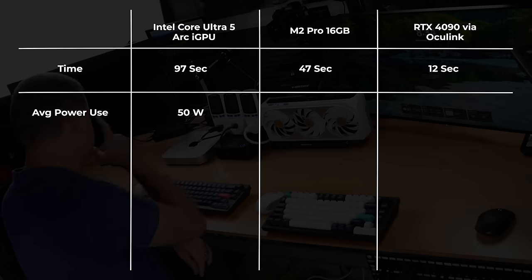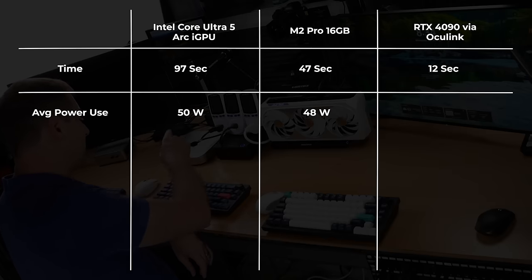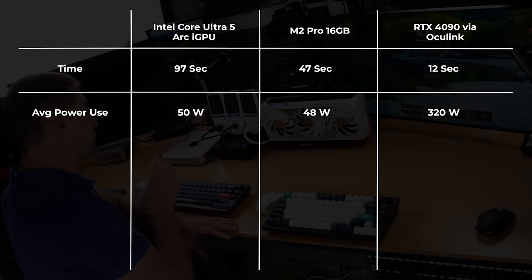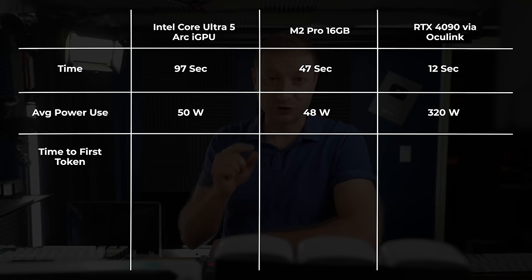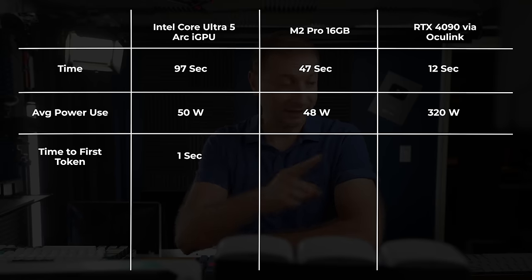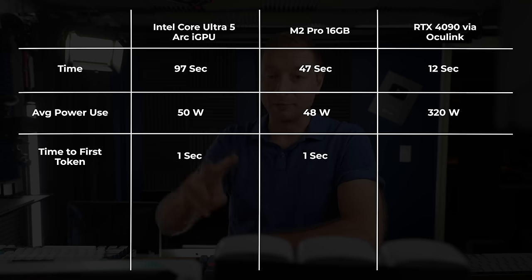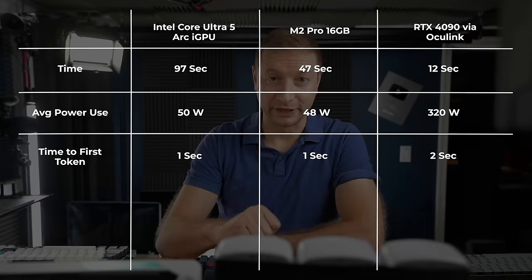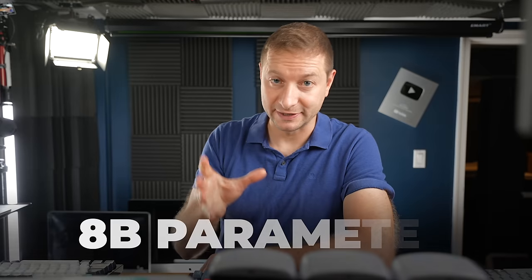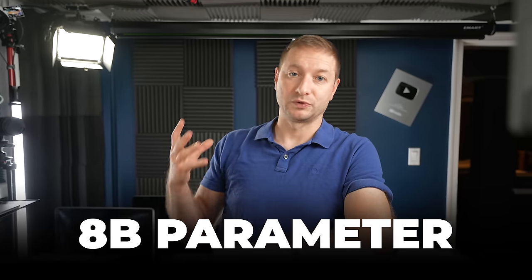On average, 50 watts used by the Intel machine, 48 watts used by the M2 Pro, and 320 watts used by the RTX 4090. But the time to first token was only 1 second on the Intel machine and the M2 Pro, but it was 2 seconds on the 4090. That's the thing I was talking about, where the model has to get copied to VRAM before the VRAM can act on it. This is an 8 billion parameter model. If the model was larger, it would take that much longer to get going with it. Whereas on the M2 Pro, for example, the memory is already available.